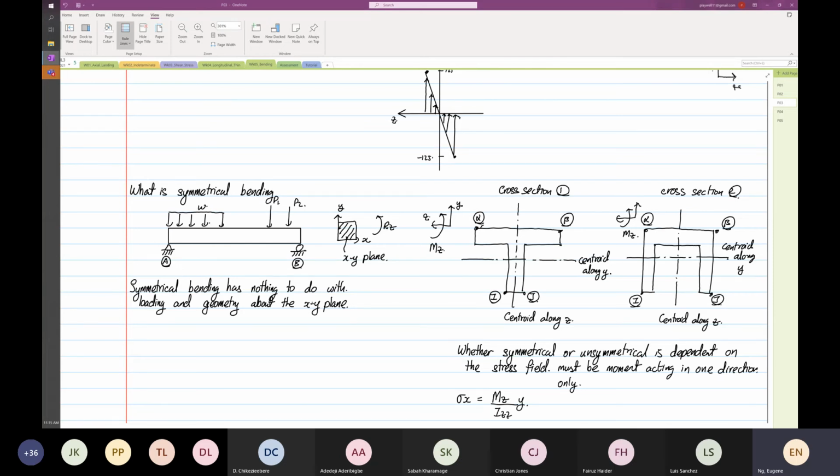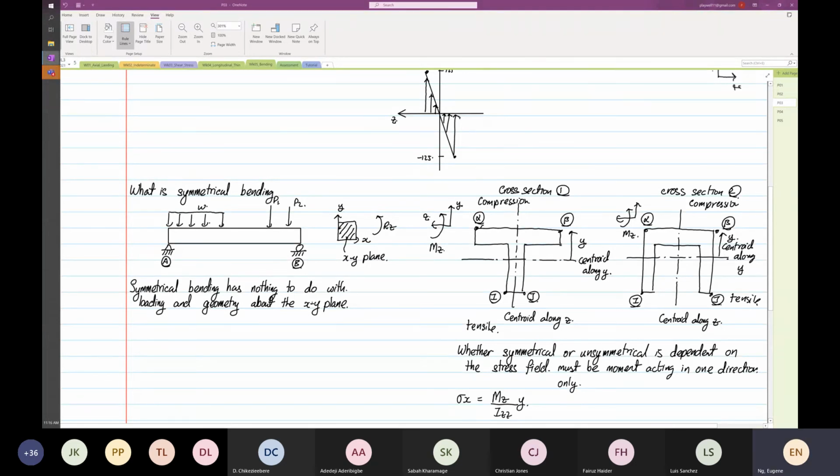So over here, what you will see, let's look at cross section 1. Based on the moment arrow, we know that this is compression. Down here is tensile. The same on the other diagram. This is compression, and this is tensile. And the stress field is dependent on the y variable distance, right? The formula states that it's dependent on the y variable distance.